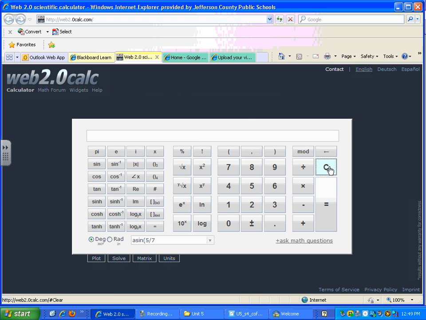Now I'm going to do the cosine inverse. Oops, let me clear it. So the cosine inverse, you'll see a cosine when you type that in, but that means the cosine inverse. The reason why it says a cosine is because the cosine inverse is also known as the arc cosine.